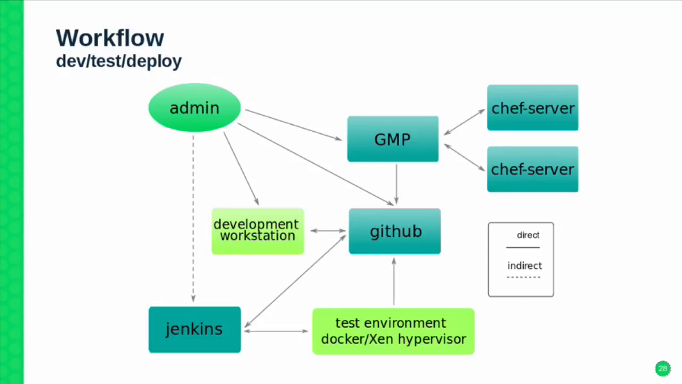And when every test is fine and the second admin approves, GMP fetches the new cookbooks and recipes from GitHub and deploys them to the Chef servers over the landscapes. Of course, only the related stuff for the Chef server, so it doesn't deploy wrong configurations the Chef server doesn't use.